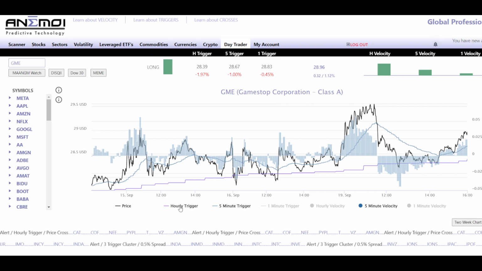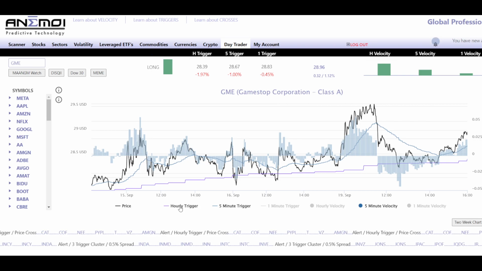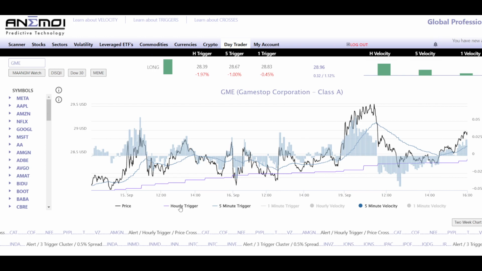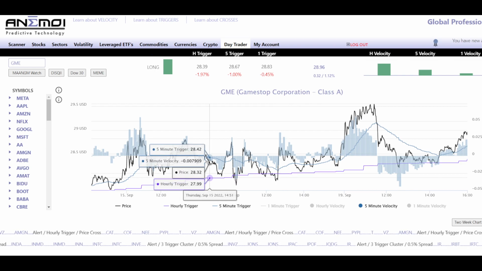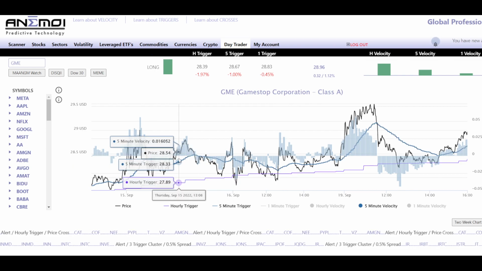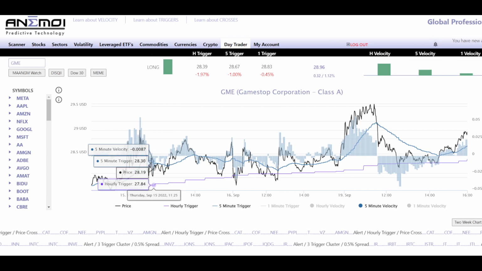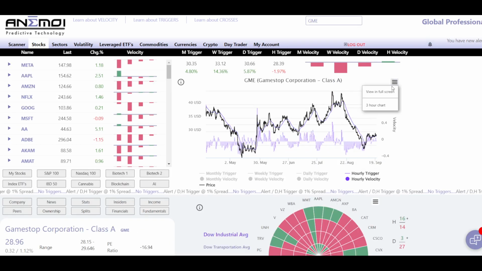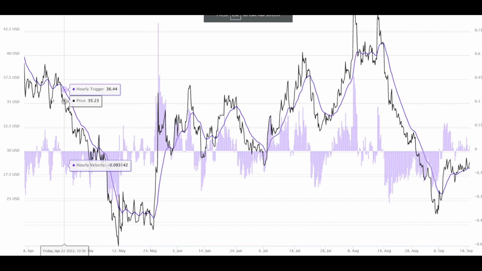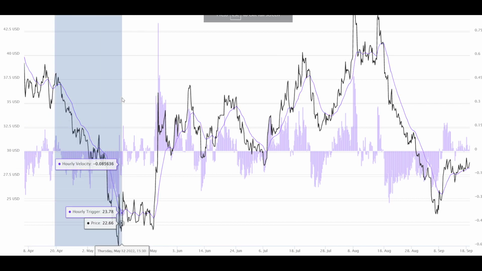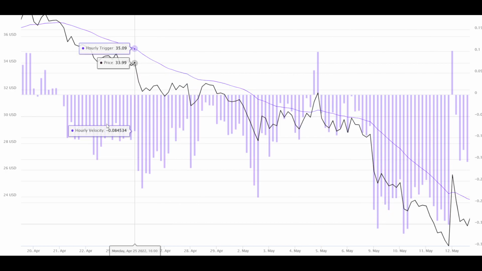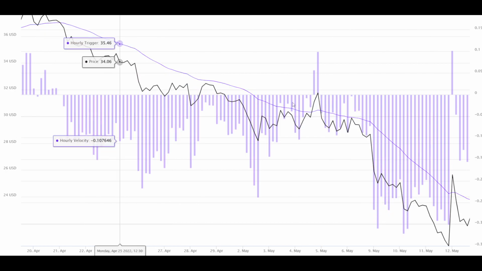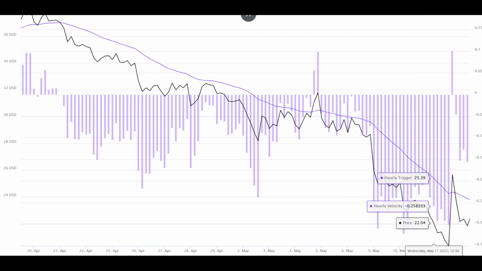So in short, that's how we use the hourly trigger to trade in and out of positions. And that's how we use velocity to measure how strong the hourly trigger will provide support or resistance. And that's how one can trade in and out of a position based on the hourly trigger. Now, if you look at the GME chart, you'll see that there were multiple times, for example this landslide, where you could have saved yourself a lot of money by selling under the hourly trigger as soon as the hourly velocity came extreme to the downside and buying back in at a much cheaper price.